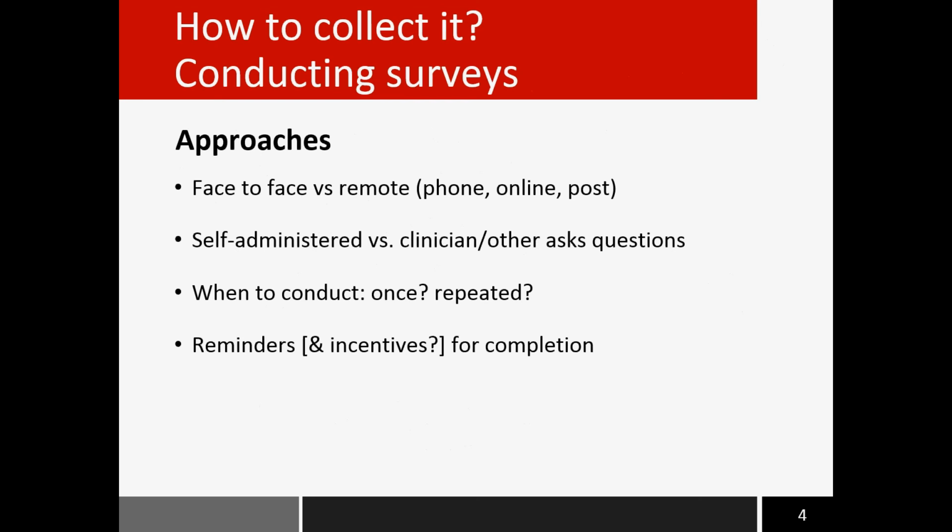Think about how many times you'll need to administer the survey. For example, if you're only looking at association between variables, a single time point may be appropriate, but if you're looking at change over time, you'll likely need to administer the survey twice or more. Think about the need to remind participants to complete surveys, but do avoid pestering people who might not want to take part. Incentives like vouchers or small gifts can be helpful if you're able to provide them.